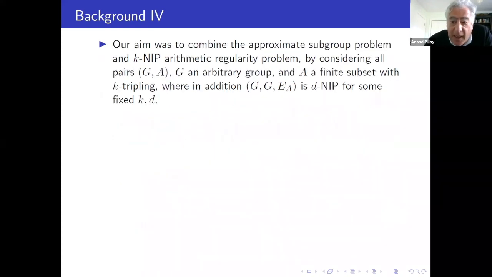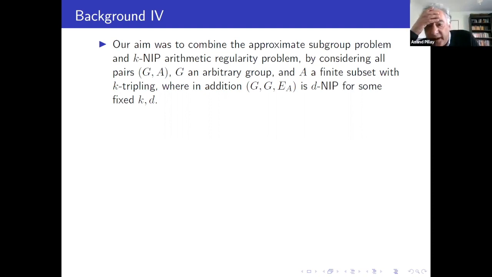Right. Now our aim was to combine the approximate subgroup problem and the NIP arithmetic regularity problem by considering pairs G, A. G is now an arbitrary group and A is a finite subset with K tripling. So arbitrary group, K tripling, this is the approximate subgroup regime. And then we assume the NIP condition for some fixed d, that the graph G_A omits some given finite graph as an induced subgraph, right? This is the aim, to combine the approximate subgroup issue with an arithmetic regularity problem to get maybe a better structure theorem for this A. Okay.